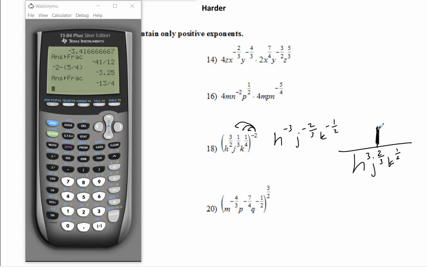No, you got to put a 1. It is a 1, okay? So that is your answer there for 18.